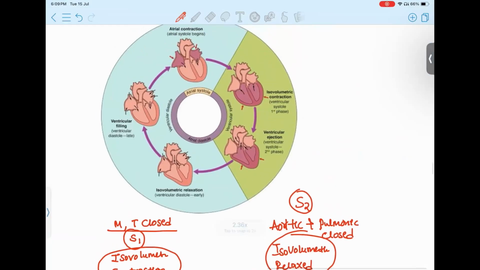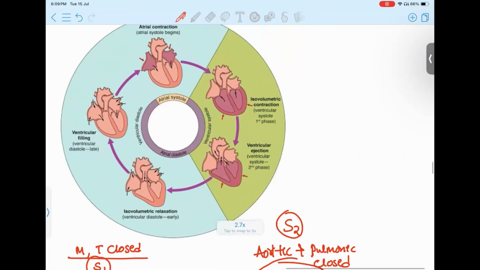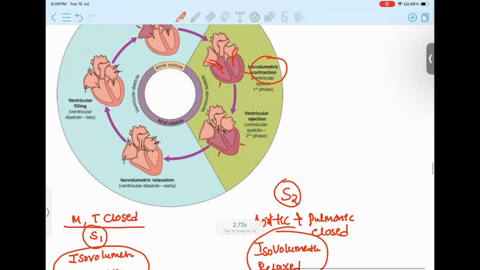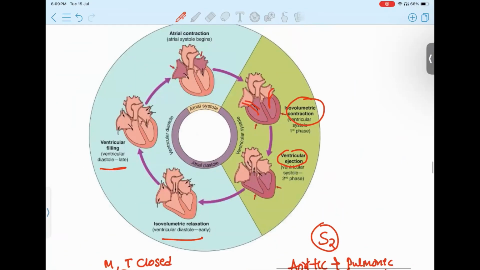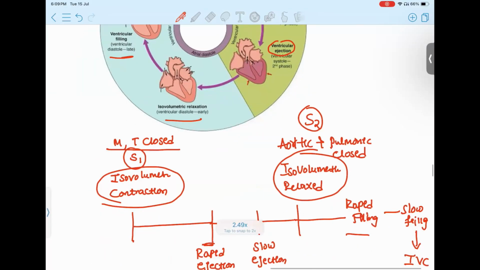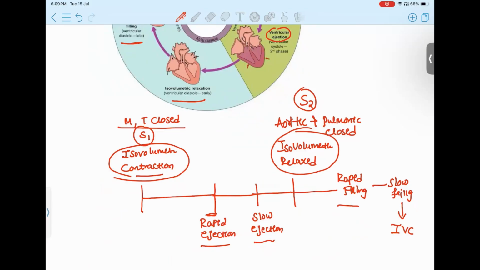Here you can see the isovolumetric contraction. The valves will open to eject the blood into the aorta and the pulmonary artery. After that, the ventricular ejection, the rapid ejection and the slow ejection. It will relax all the valves. And the ventricles will get filled again, and again the cycle will continue. Where are S1 and S2 formed? At the isovolumetric contraction, the mitral and tricuspid valves close, and S1 is formed. And S2 is formed when the aortic and pulmonic valves close. So this is in the isovolumetric relaxation.